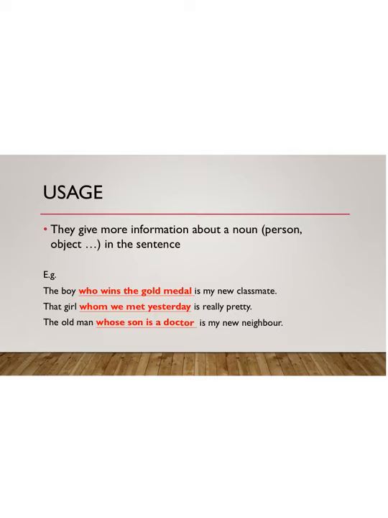Let's take a look at these three example sentences. The boy who wins the gold medal is my new classmate. So in this case, for this part, this is what we call a relative clause because it gives more information about the boy.